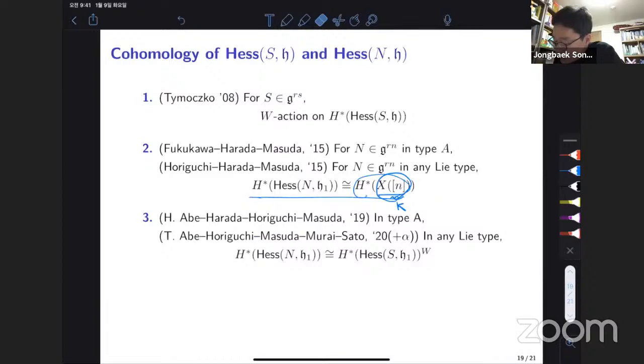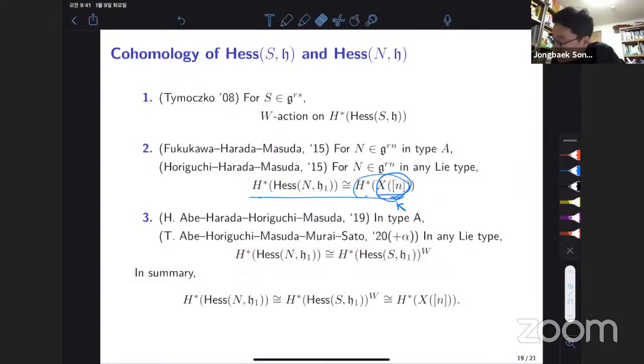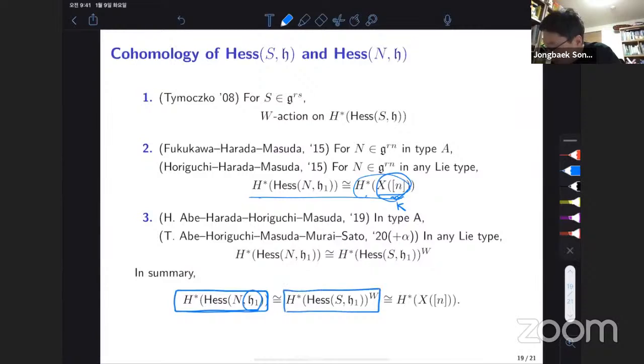And later, Abe, Harada, Horiguchi, Masuda, and Abe, Horiguchi, Masuda, Murai, Sato showed this for the regular nilpotent Hessenberg variety. Here is the H1 Hessenberg space case. They showed that the cohomology of this regular nilpotent Hessenberg variety is isomorphic to the ring of invariants with respect to this symmetric group action. So if we combine these two isomorphisms, what we have is that the regular nilpotent Hessenberg variety corresponding to this H1, and the ring of invariants of this symmetric group action on the cohomology of the regular semi-simple Hessenberg variety, is isomorphic to a certain toric variety, a very particular case of the partitioned weight polytope.